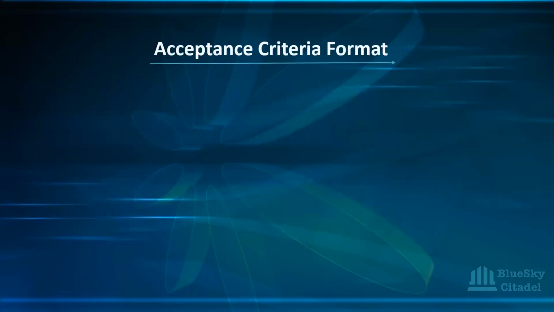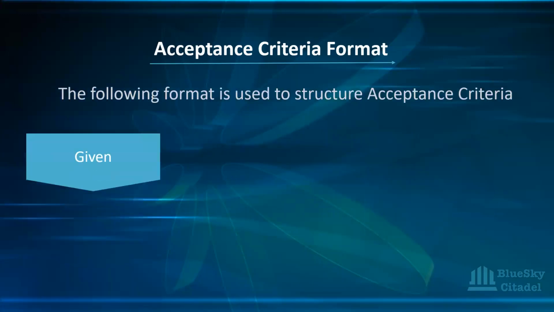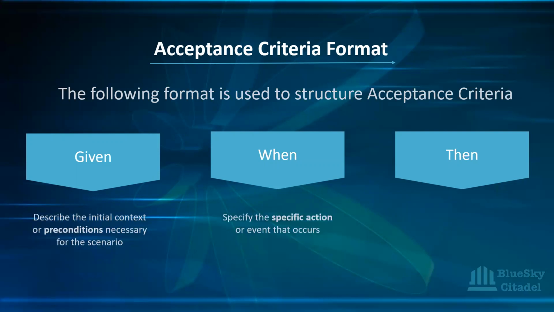Okay, I remember the acceptance criteria format, again, to recap on this: given, when, and then. So we use this format to structure the acceptance criteria, and the given describes the context or the precondition. So given that I am something, when something else happens, which is a specific action or event, then the expected outcome or result that I'm expecting should happen.